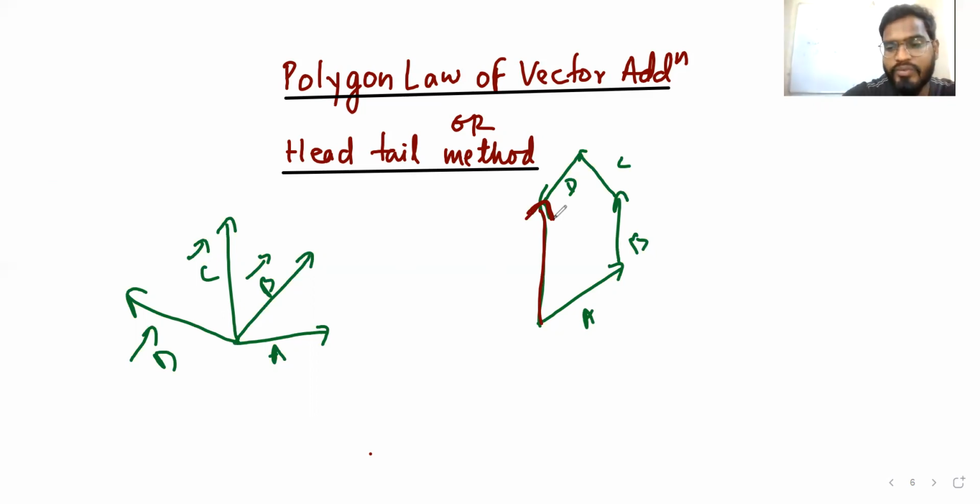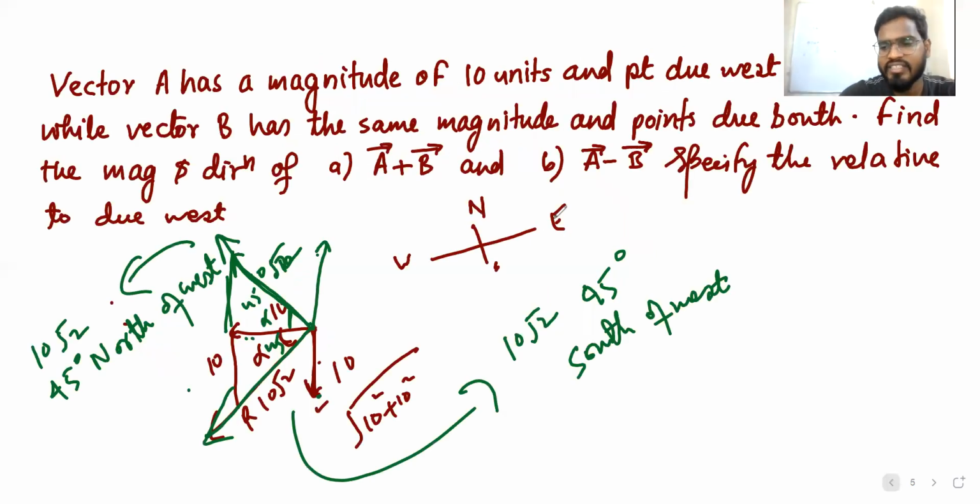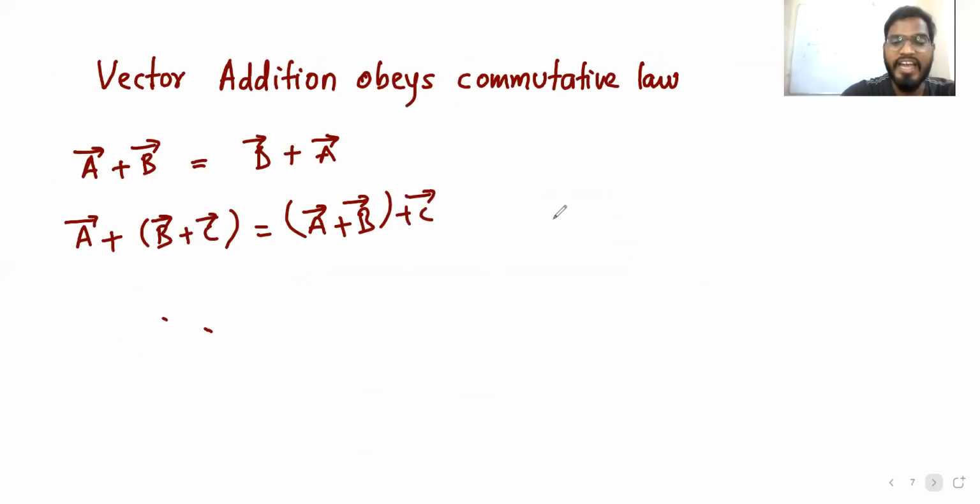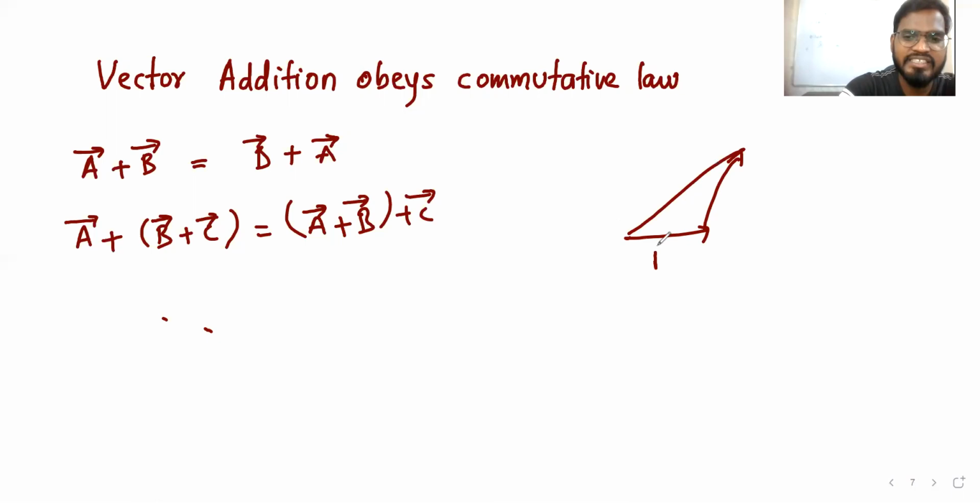Okay, now we are going to see that vector addition obeys the commutative law. It means A plus B is equal to B plus A. Let's see how, then it will be more clear. If you add A and B, this is A, this is B, you get the resultant, which is A plus B, right?